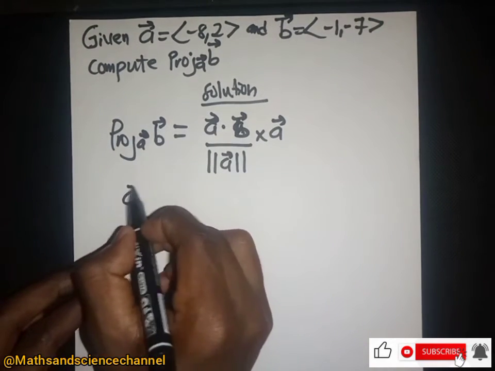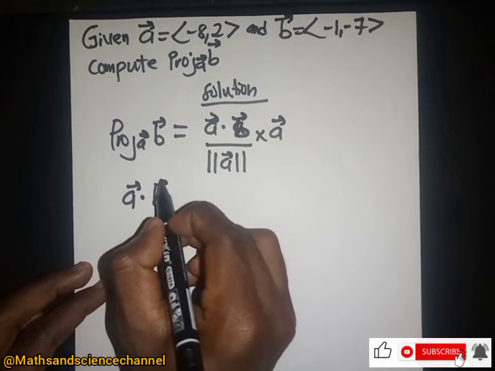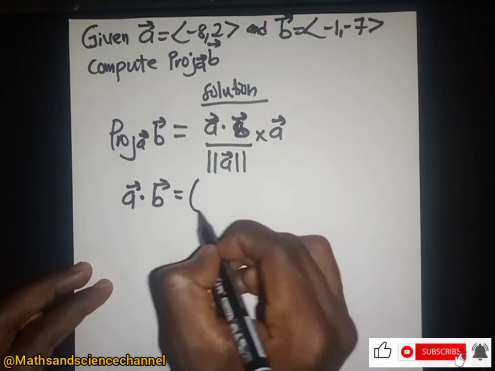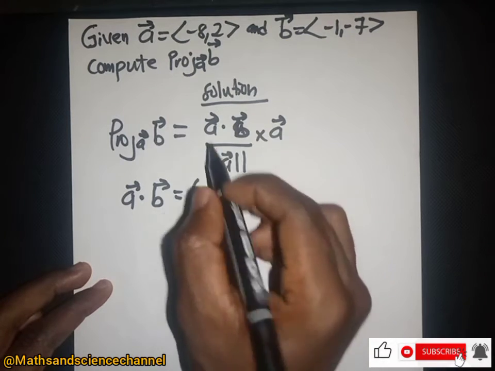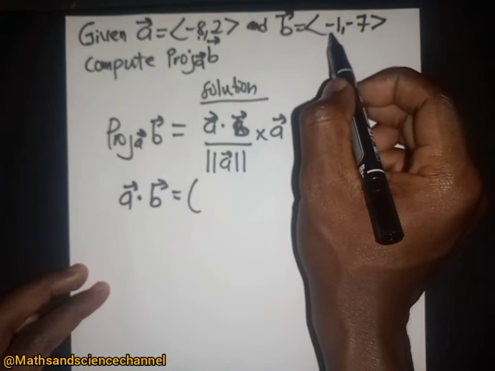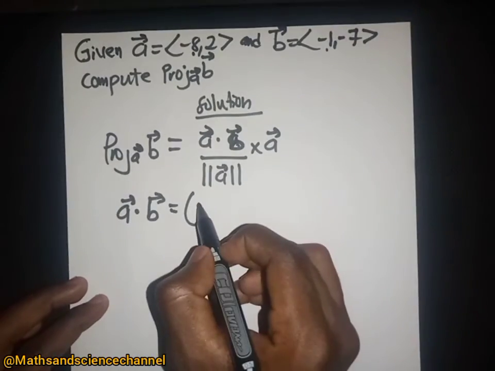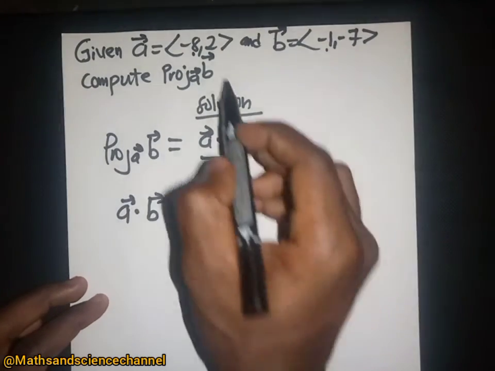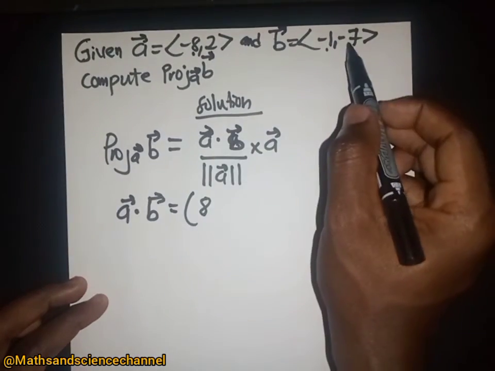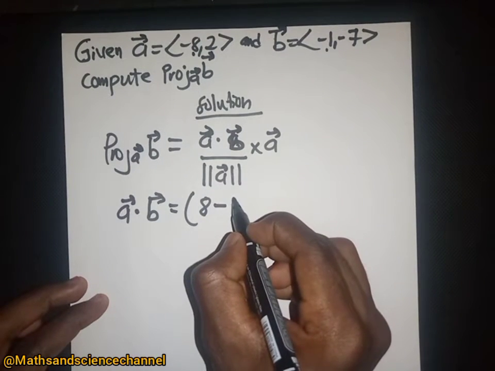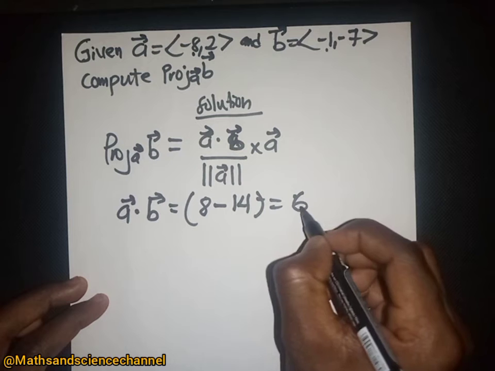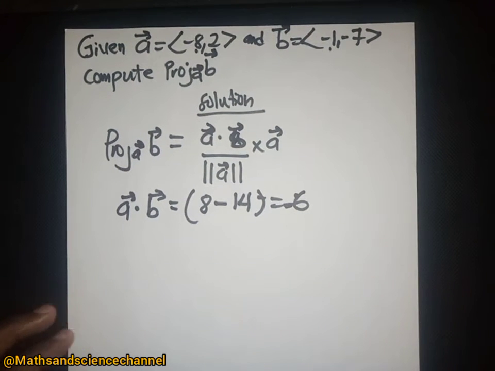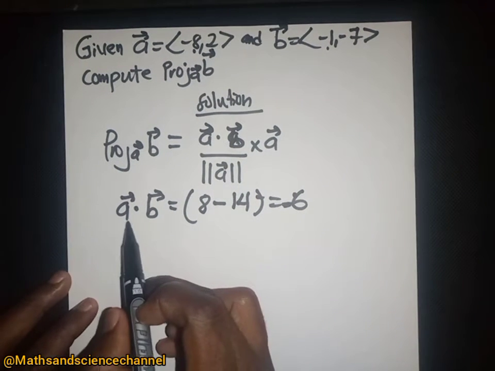When we dot vector a and vector b, we multiply them component-wise and we sum them up. So we have negative 8 multiplied by negative 1, which gives positive 8. Then we have 2 multiplied by negative 7, which gives negative 14. This is just going to give us negative 6. So that will be the dot product of vector a and vector b.